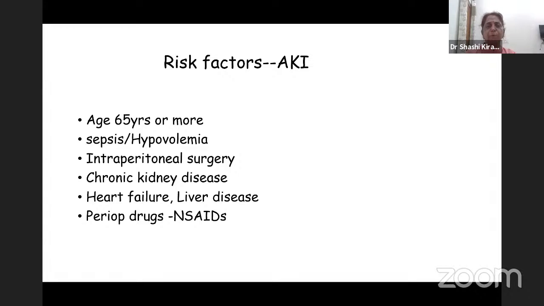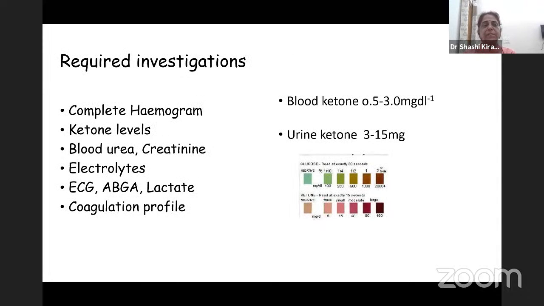So what are the risk factors? Age 65 or more are more prone to AKI, then sepsis, hypovolemia, intraperitoneal surgery, heart failure, liver disease, and use of non-steroidal anti-inflammatory drugs. They can all precipitate AKI. So investigations. For the sake of postgraduates, I wanted to just tell them that normal blood ketone levels are 0.5 to 3 milligram per deciliter, and urine ketone levels are normally 3 to 15 milligram.